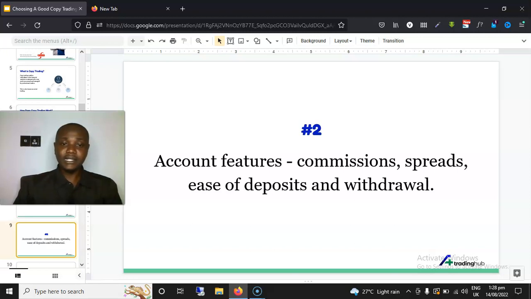Another thing to consider is the ease of deposit and withdrawal. You don't want to trade with a broker that takes more than 24 hours to make sure your funds reflect on your trading account.